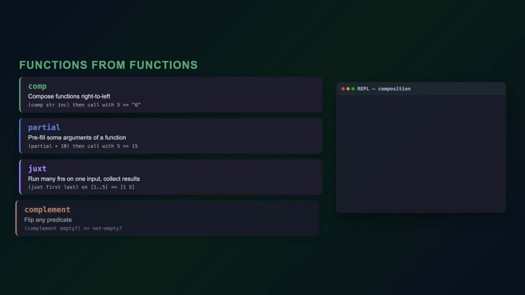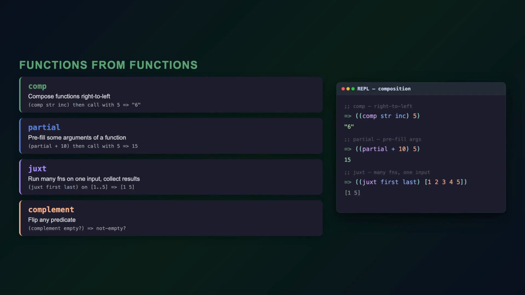Clojure gives you a handful of tools for building functions out of functions: comp, partial, juxt, and complement. We'll try each one in the REPL, then build a small pipeline. Let's start the REPL.